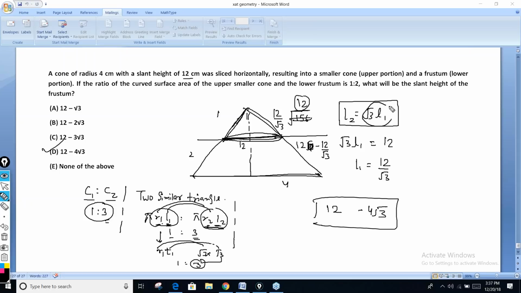Are you getting it? Root 3 L1 is 12, so the slant height will be 12 upon root 3, which is 4 root 3. The complete slant height was given as 12. If I subtract the slant height of this part, I'll get the slant height of the remaining part, which is 12 minus 12 upon root 3. 12 upon root 3 is nothing but 4 root 3. So the correct answer is 12 minus 4 root 3. Option B is the correct answer.